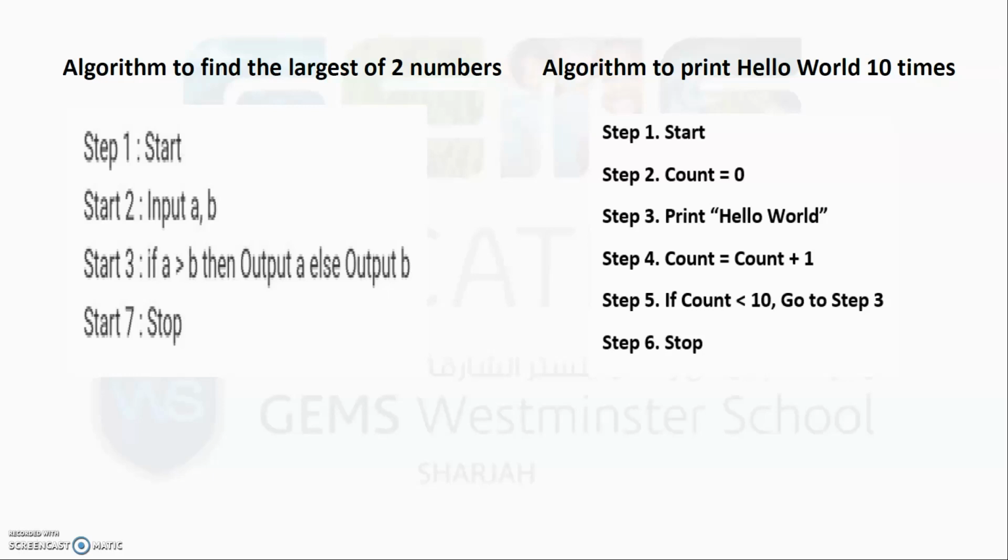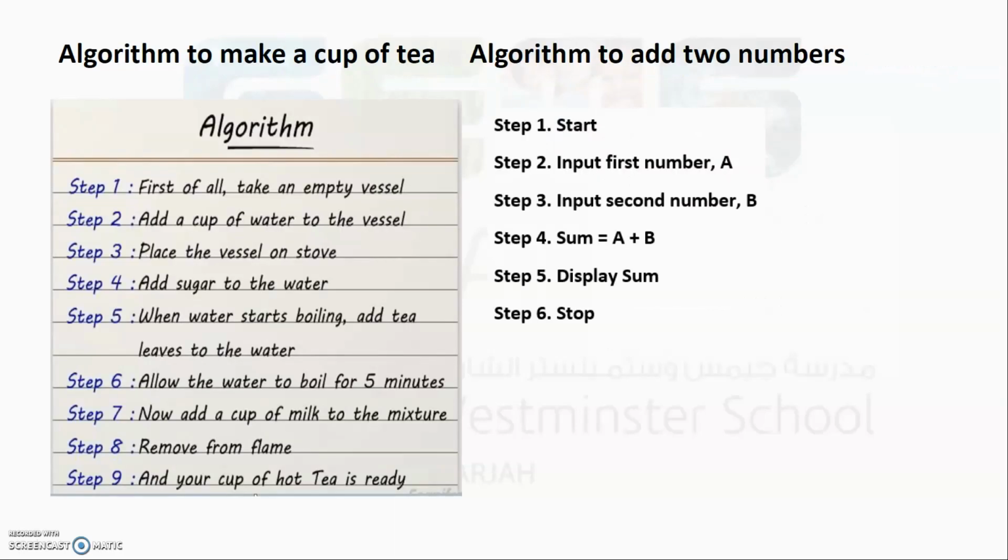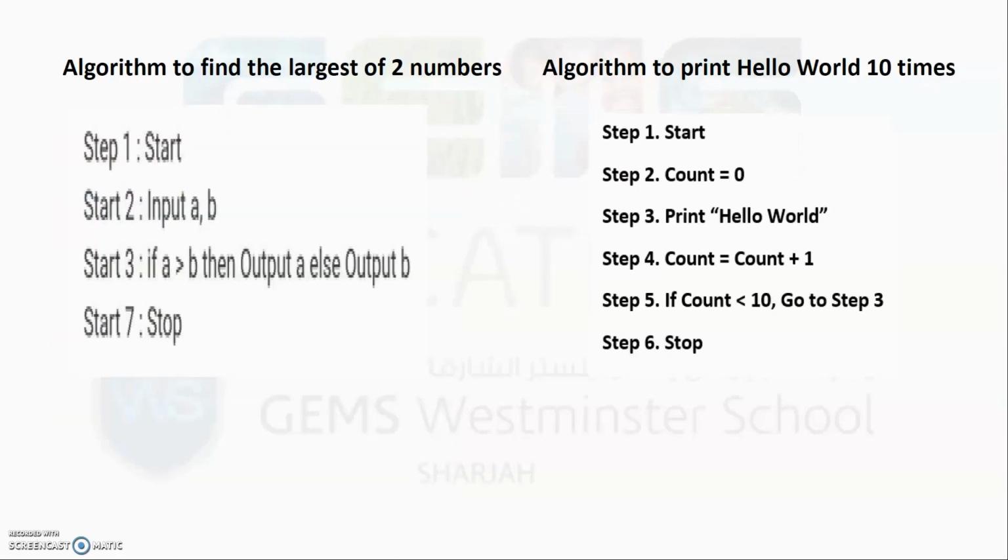Step 4 will be count. The variable count is equal to count plus 1. Meaning that every time a hello world is printed, the count value will be added. Step 5, if count is greater than 10, now the count keeps on going while hello world is printing. Now the value has reached its maximum, so it's on 10 now.